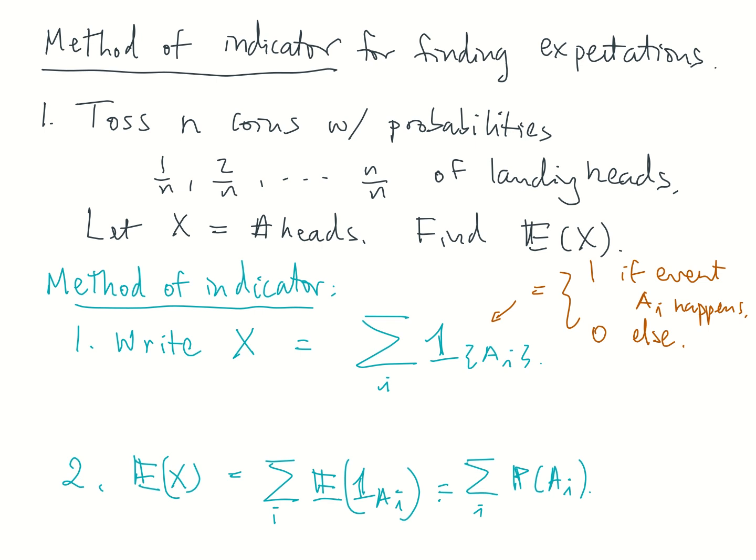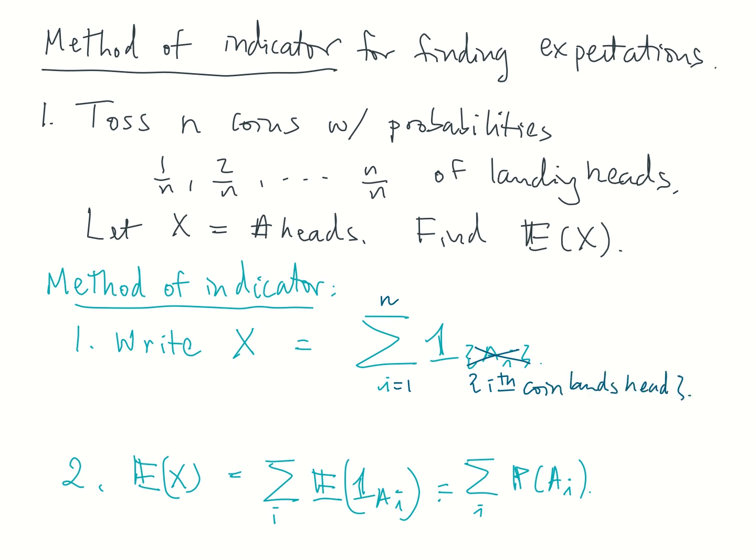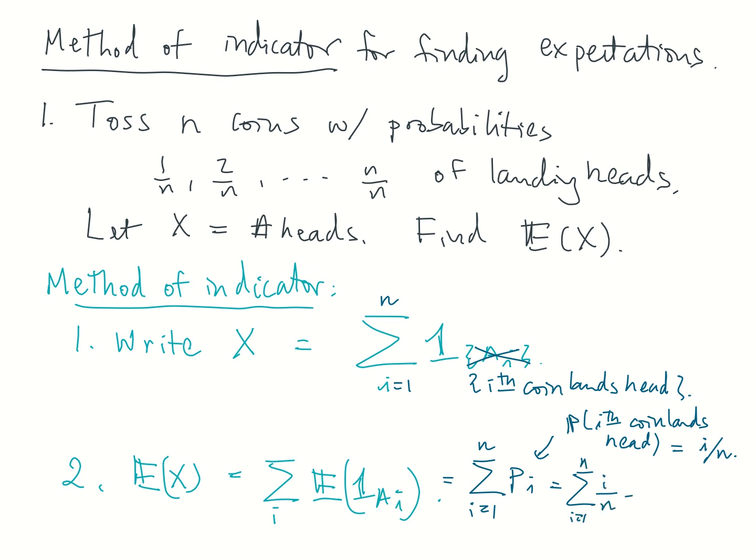In this case, X is the sum, i from 1 to n, of the indicator that the ith coin lands heads. So the expected value of X is just the sum, i from 1 to n, of p_i, and p_i, the probability of the ith coin landing heads, is i over n. Now we have the sum over i of i over n, simplify, and we get (n plus 1) over 2.